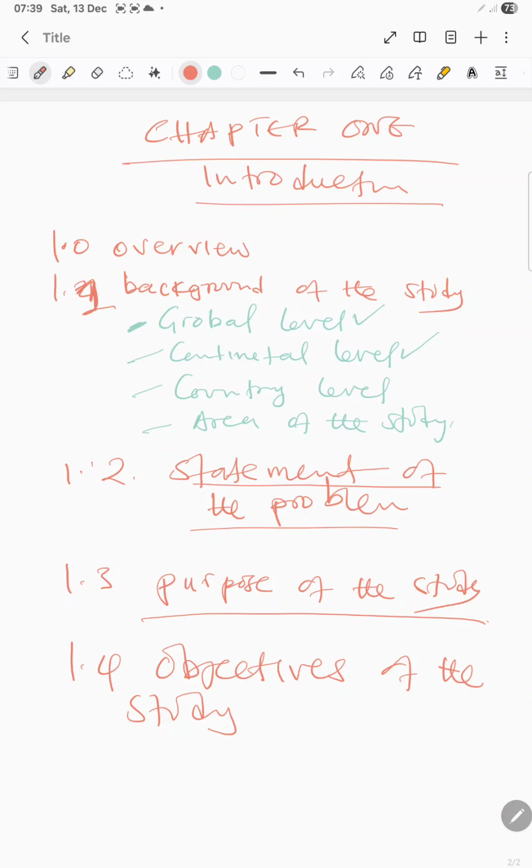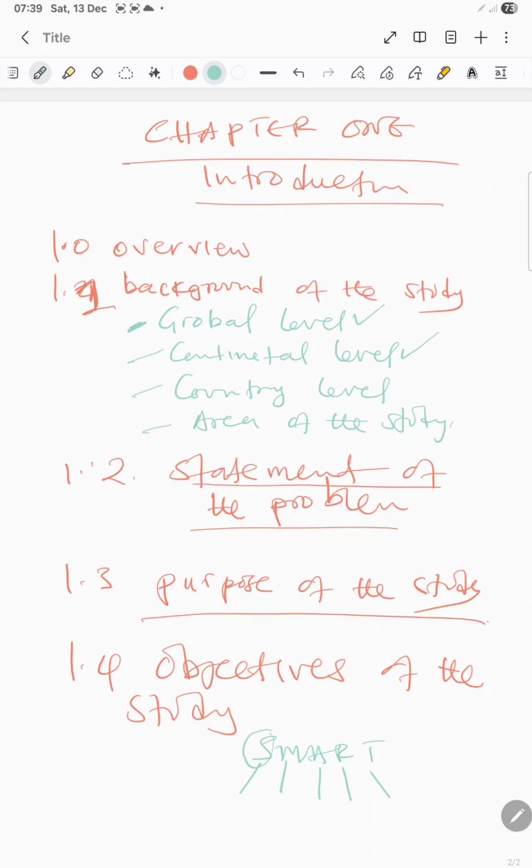Now, the research objectives, mostly we say that they are supposed to be SMART. They're supposed to be SMART. What's the meaning of SMART? SMART means the objectives must be specific, measurable, attainable, relevant, and time bound.